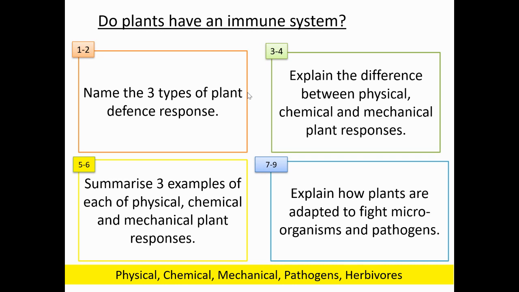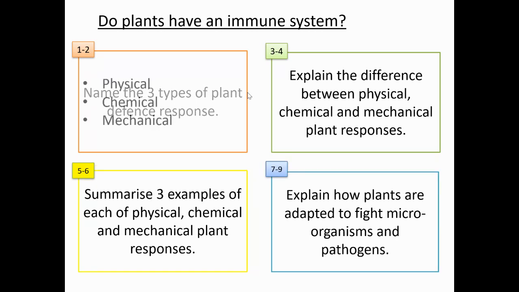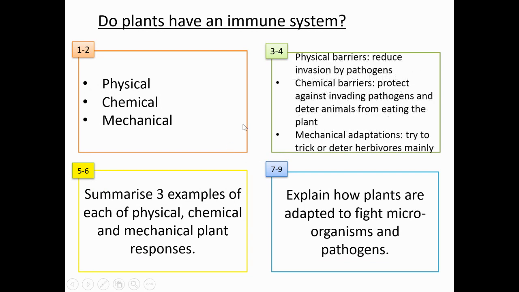Right, name the 3 types of plant defense response. Can you remember those? Physical, chemical, and mechanical. Explain the difference between physical, chemical, and mechanical plant responses. Well, physical barriers reduce invasion by pathogen, literally stop pathogens getting in. Chemical barriers or chemical defense protects against invading pathogens and deters animals from eating the plant by using chemicals. And the mechanical adaptations try to trick or deter herbivores.